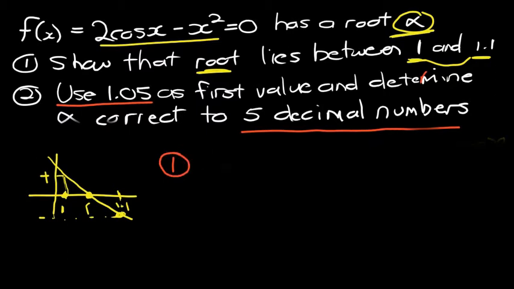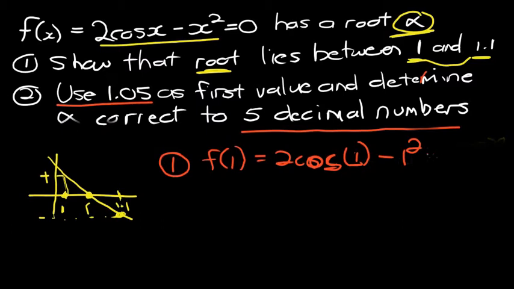Okay, so let's see. Show that the root lies between 1 and 1.1. So what you do is first put 1 into your function. So it's 2 cos 1 minus 1 squared. And remember, we are working with radians now, so you must put your calculator on radians, and the value you get when you put in 1 is 0.08. So we can see this is clearly positive.